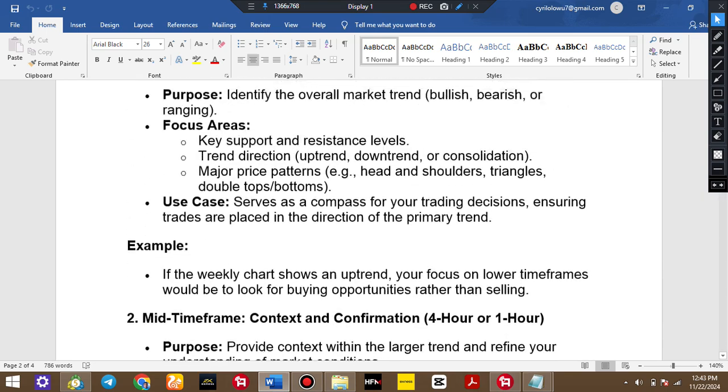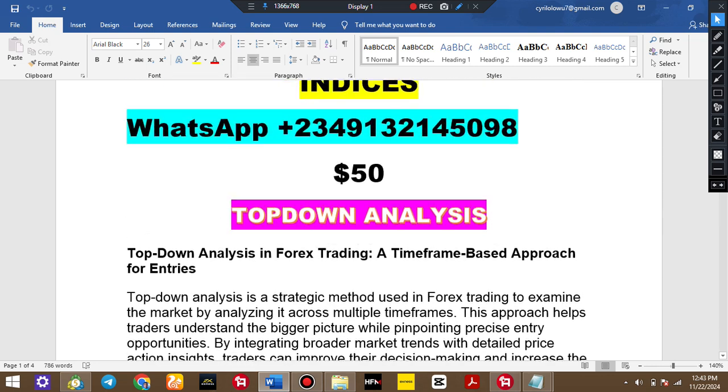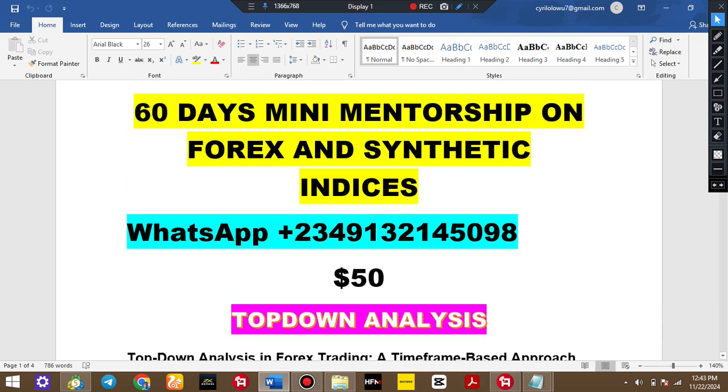So this is how you do your top-down analysis as a trader, either a forex trader or synthetic market trader.